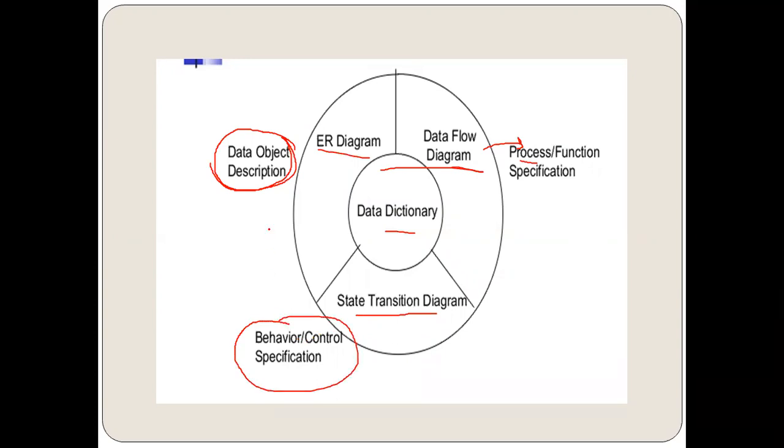So you can see different diagrams are focusing on different concepts. For example, ER diagram is focusing on data object. Data flow diagram is focusing on process and functions. State transition diagram is focusing on behavior and control specification. Data dictionary is going to give you the detailed study of the data, that is the metadata. And decision table is going to provide you a logical structure for a set of circumstances or conditions and what actions are needed to be taken. So let's understand these two concepts, that is what is ER diagram and what is decision table.